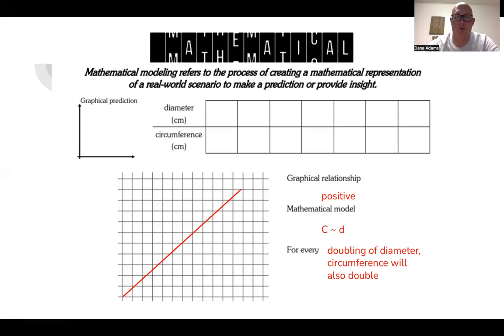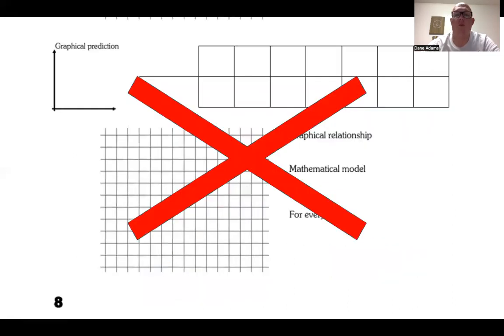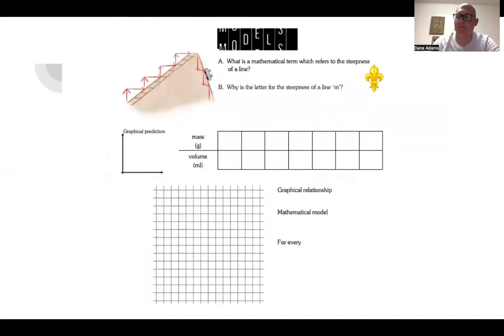Okay, that should do it for this page. Or for this data table. The next data table and graph on page 8, we will not be using. So go ahead and put a big X through that, and let's move on to page 9.